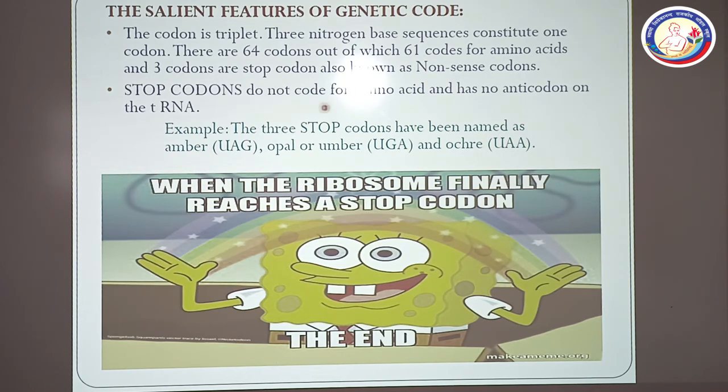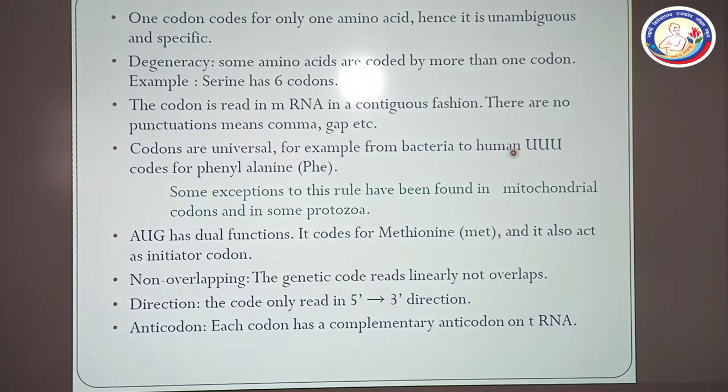Stop codons do not code for amino acids and have no anticodon on the tRNA. For example, the 3 stop codons have been named as follows: amber, opal and ochre. You can see, look at the spelling AMBER. This is UAG, opal, or another name of this is umber, that is UGA, and OCHRE, ochre, that is UAA. So it will help in the termination of the translation.